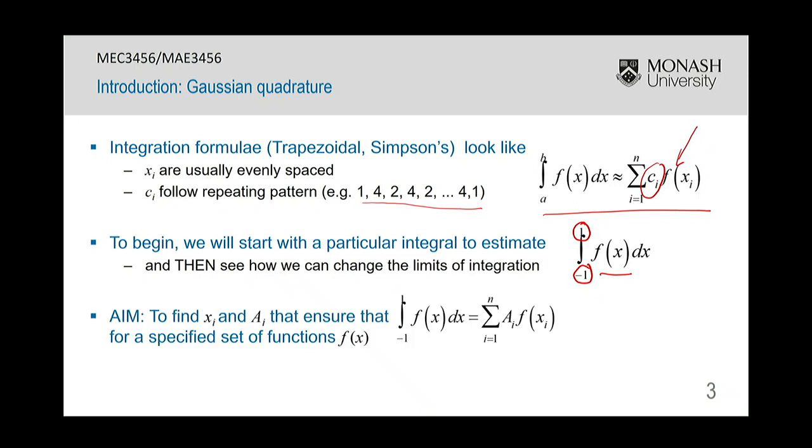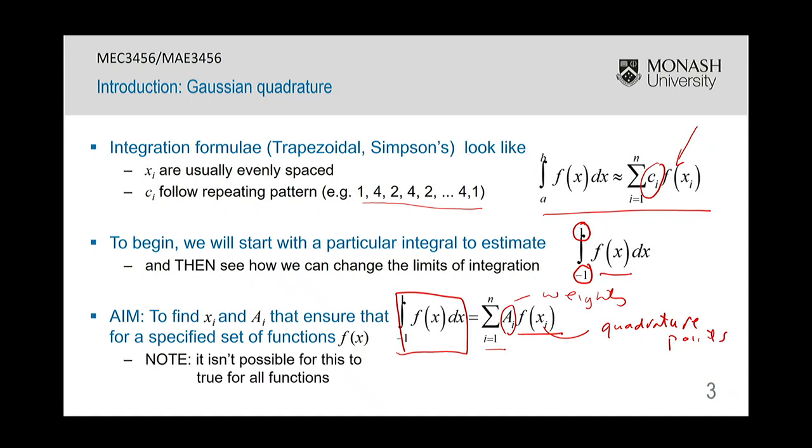With Gaussian quadrature, what we aim to do is write this integral here, which is in some sense exact, but it's the thing we're trying to calculate. We want this to be exactly equal to a summation of some coefficients ai, which are usually called weights, multiplied by the function evaluated at a certain set of points xi, which are usually called the quadrature points. Now, we want this thing to be true for a specified set of functions, and this will become clear as to exactly what I mean in a minute.